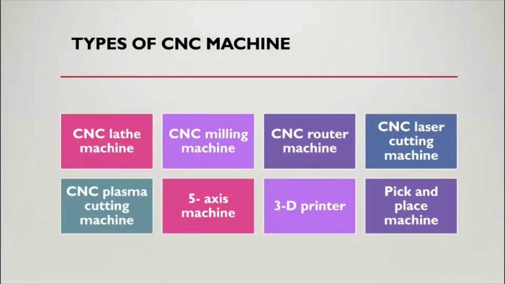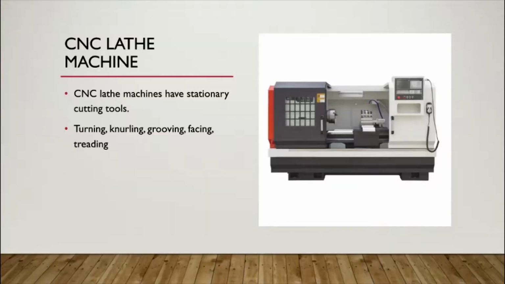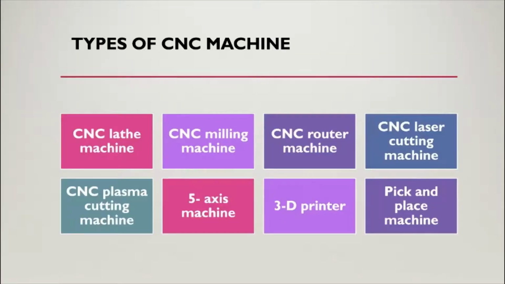Types of CNC machine. CNC machines are of many types, such as CNC lathe machine, CNC milling machine, CNC router machine, CNC laser cutting machine, CNC plasma cutting machine, 5-axis machine, 3D printer, pick and place machine.